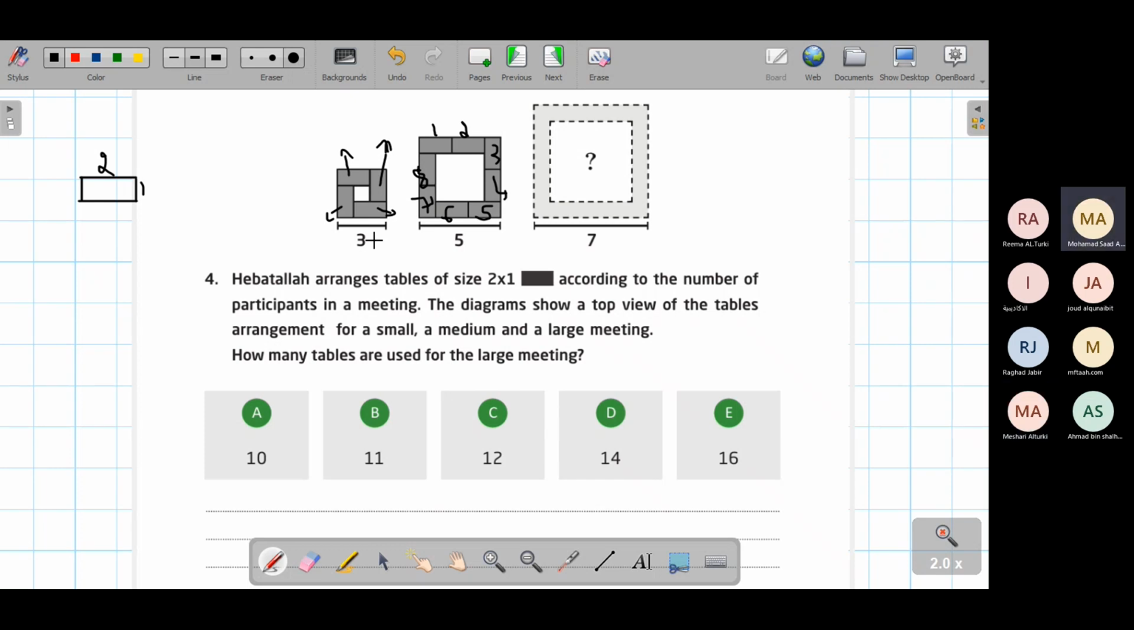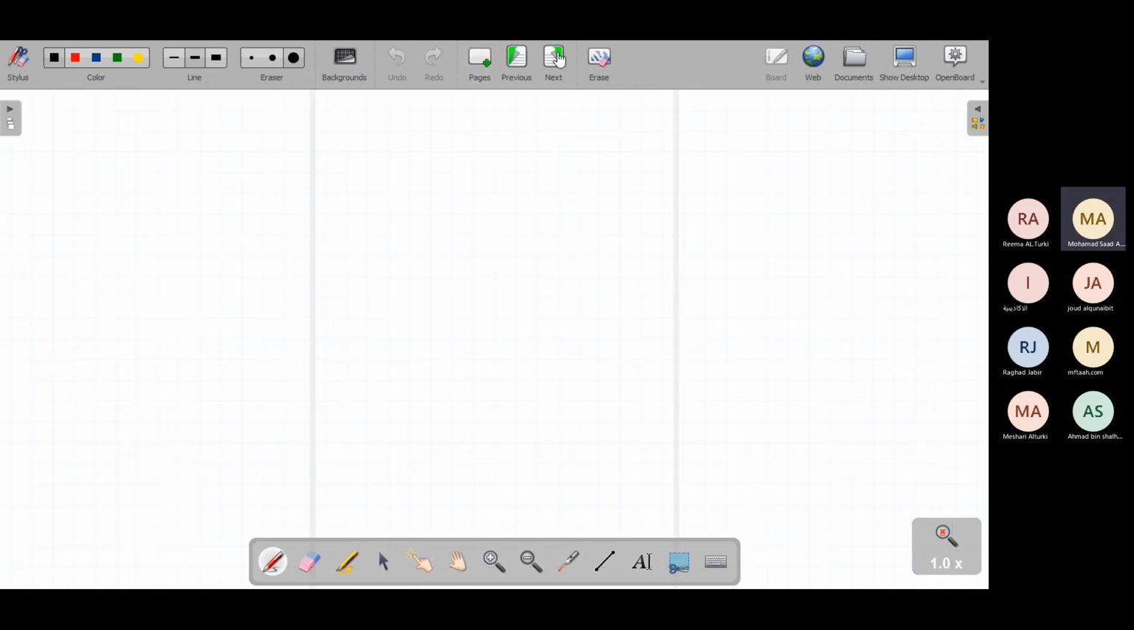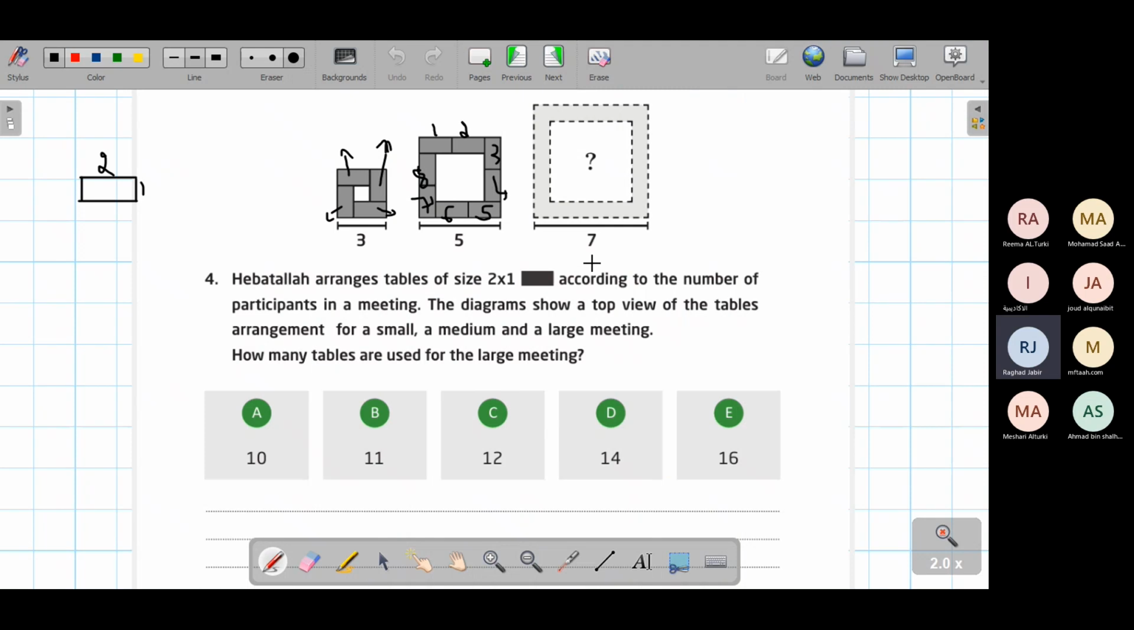Okay. Any other? Jude, Ragad, Yahya? No, thank you. Yalla.